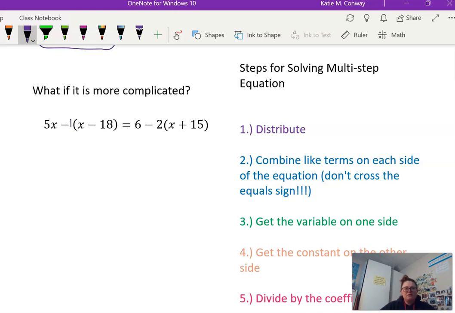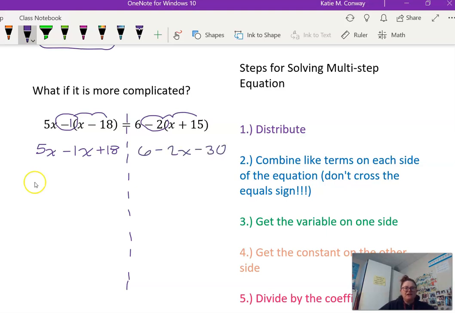So here we have parentheses with nothing outside, so I'm going to add my 1, and I'm going to distribute -1. So I have 5x minus 1x, and I'm going to leave that 1 there just to make combining like terms easier. And then that means -1 times -18 becomes +18. And don't forget, when we're doing these things, you do it to the left side and to the right side. You don't get to just move things from one side to the other. Okay, so now we have -2 distributing to x and 15. So we have 6 minus 2x minus 30. And now we should combine like terms.